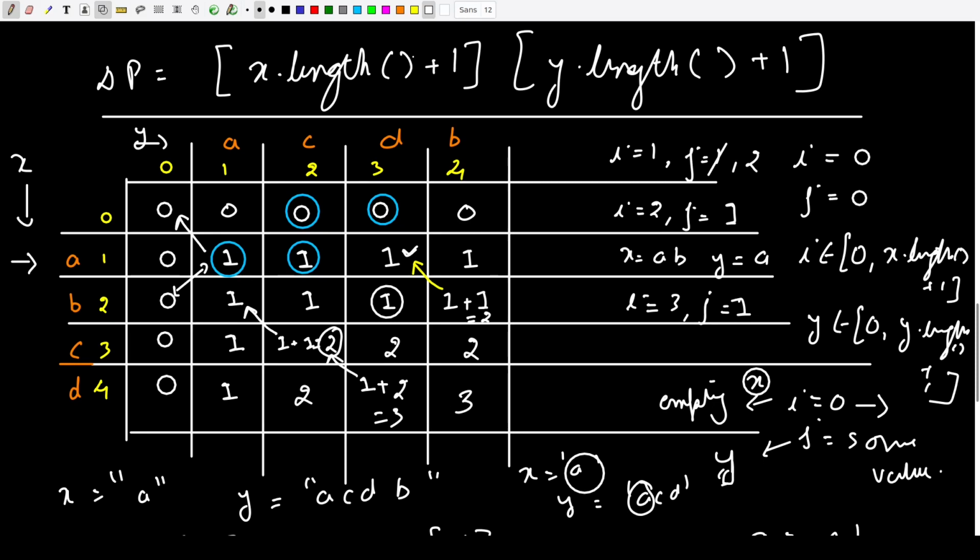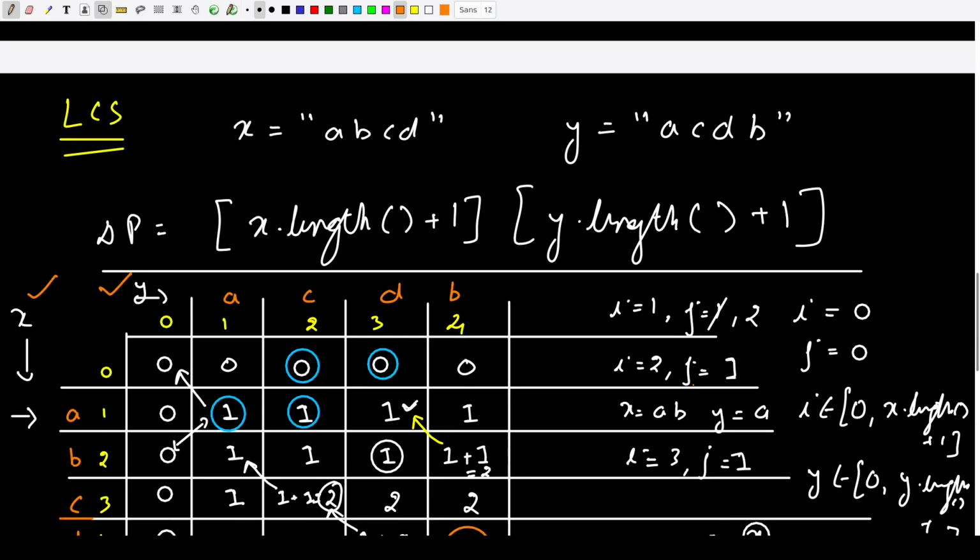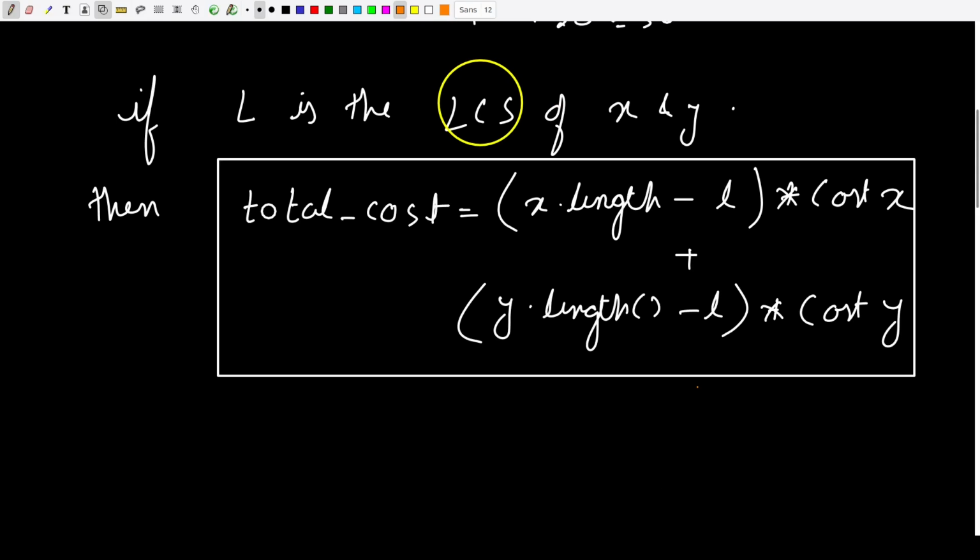And towards the end, what we need to return is this last value. This is the LCS between the string x and string y, or the length of the LCS between string x and y. And in this way we will be able to find the LCS, and once we have found the LCS, then in order to compute the total cost, it will be computed using this formula. So that's the discussion regarding the LCS.